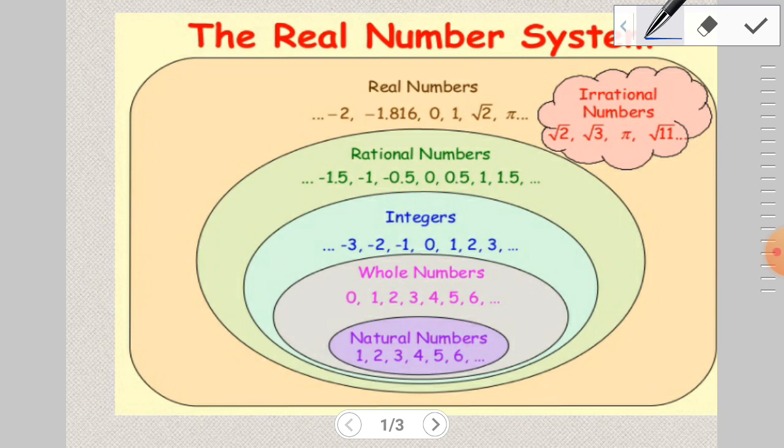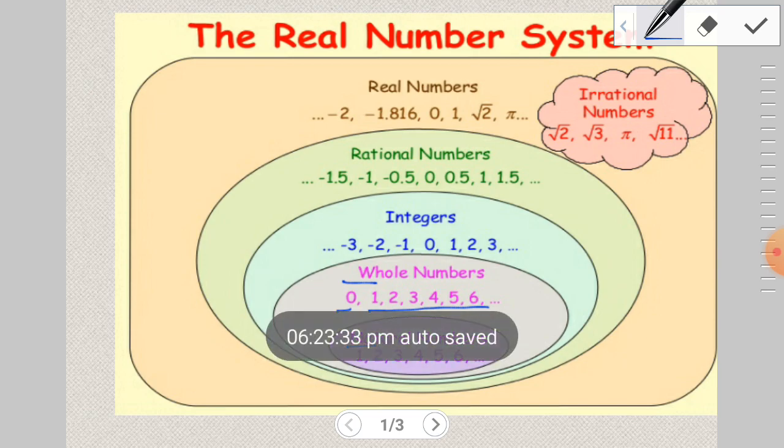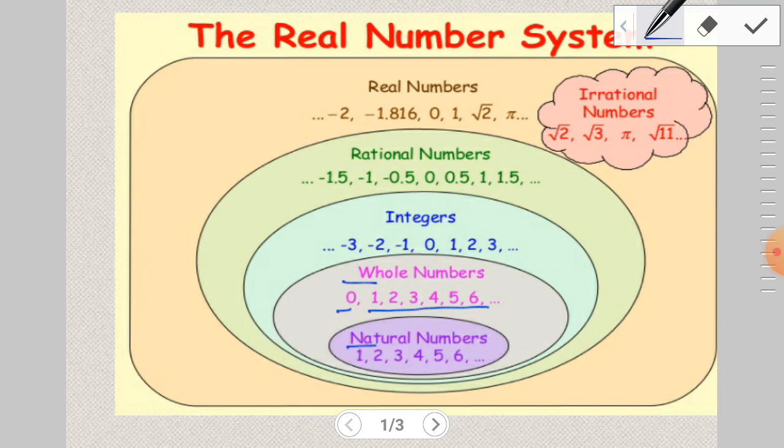it starts from the natural numbers. Natural numbers are denoted by N and include the numbers 1, 2, 3, 4, 5, 6, infinitely many of them. The next group is the whole numbers. Whole numbers are denoted by W. They include 0 and 1, 2, 3, 4, 5, 6. That means 0 and the natural numbers together become the group of whole numbers.